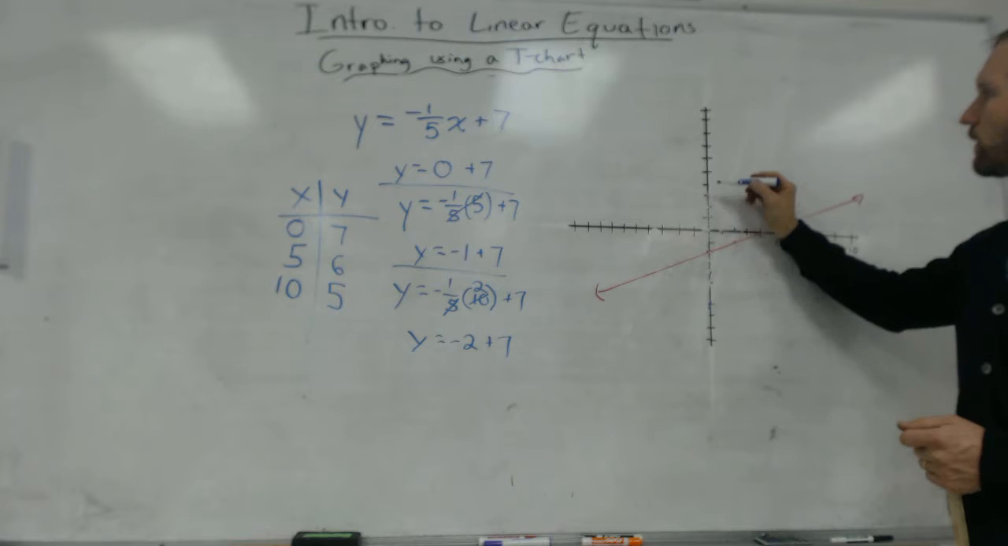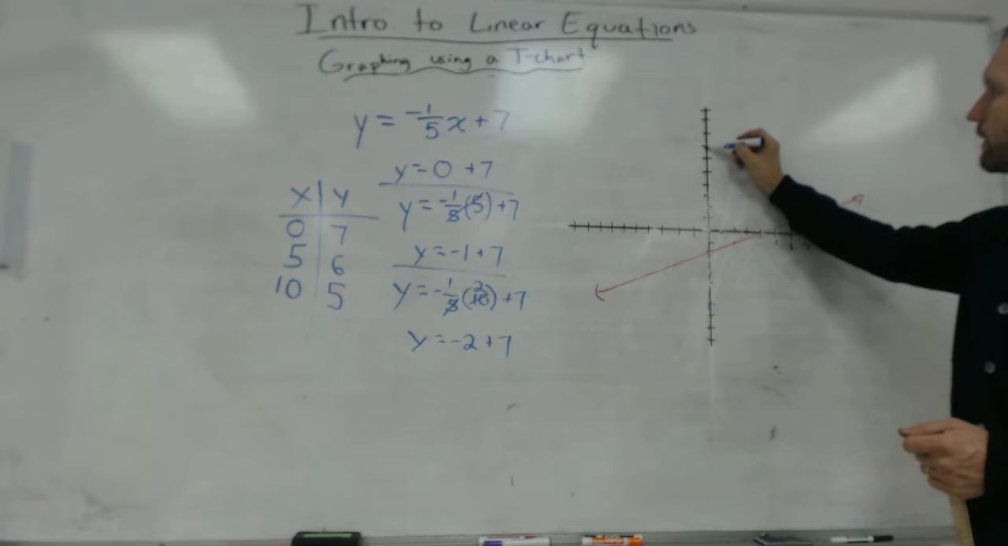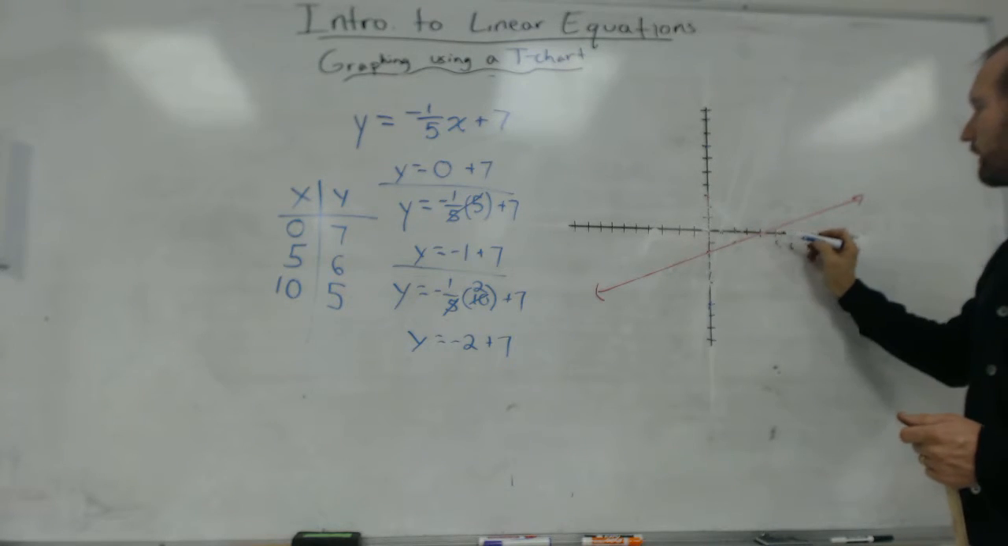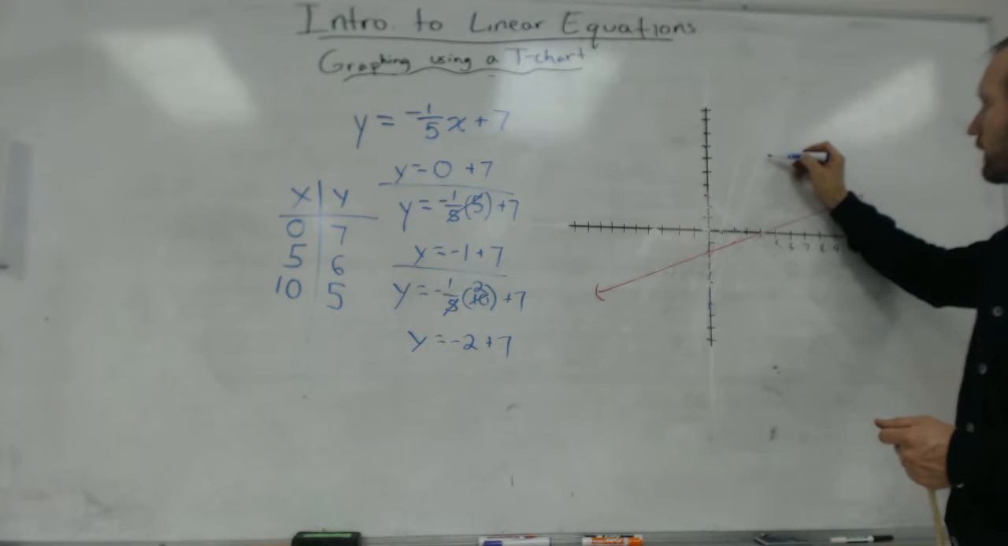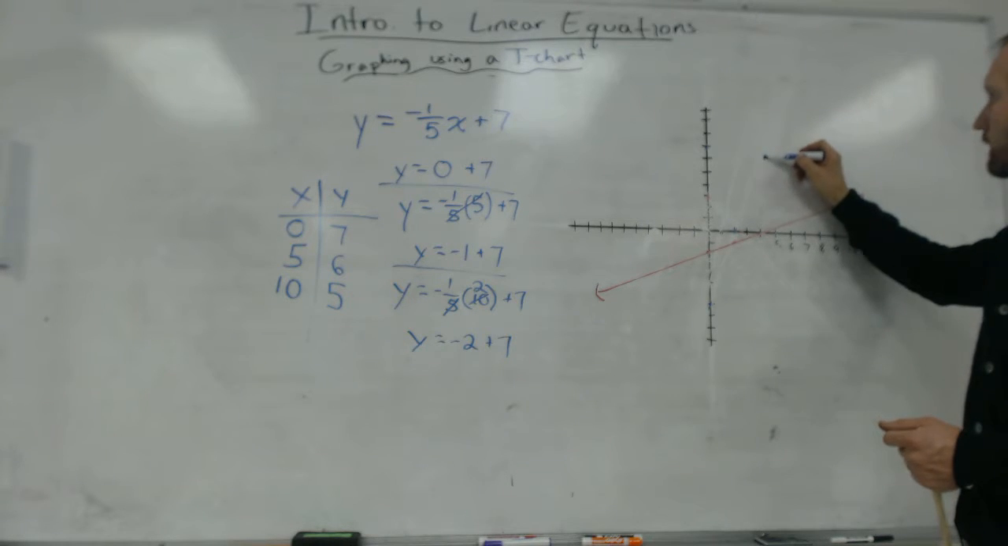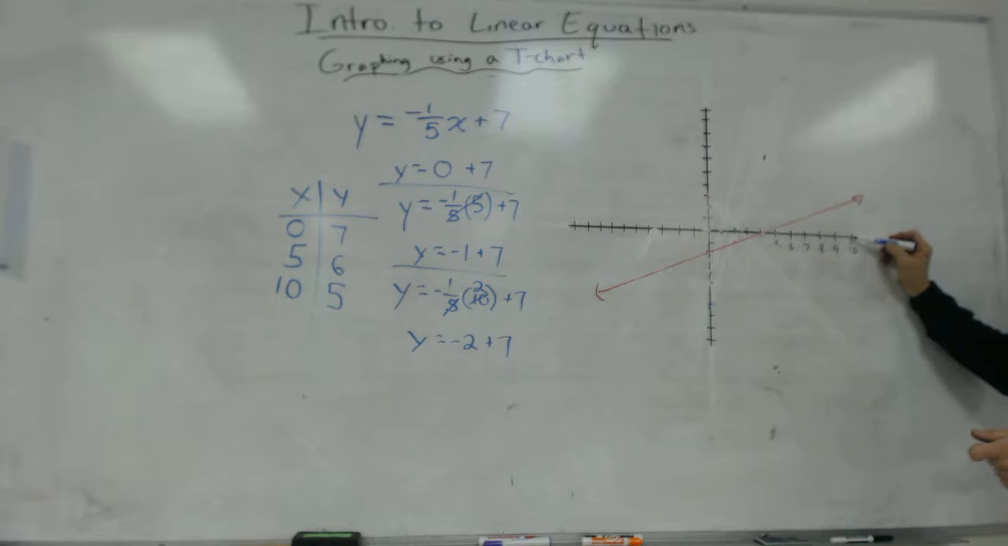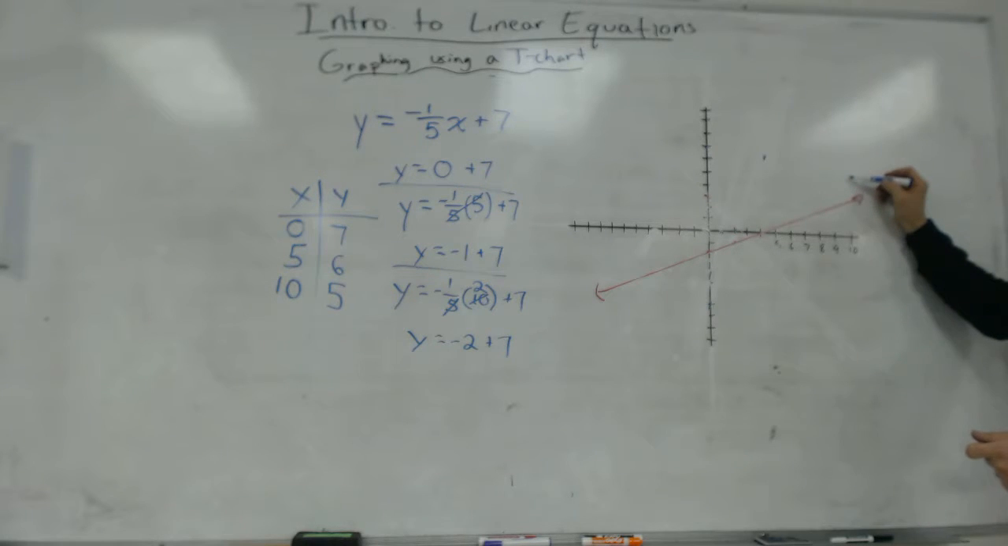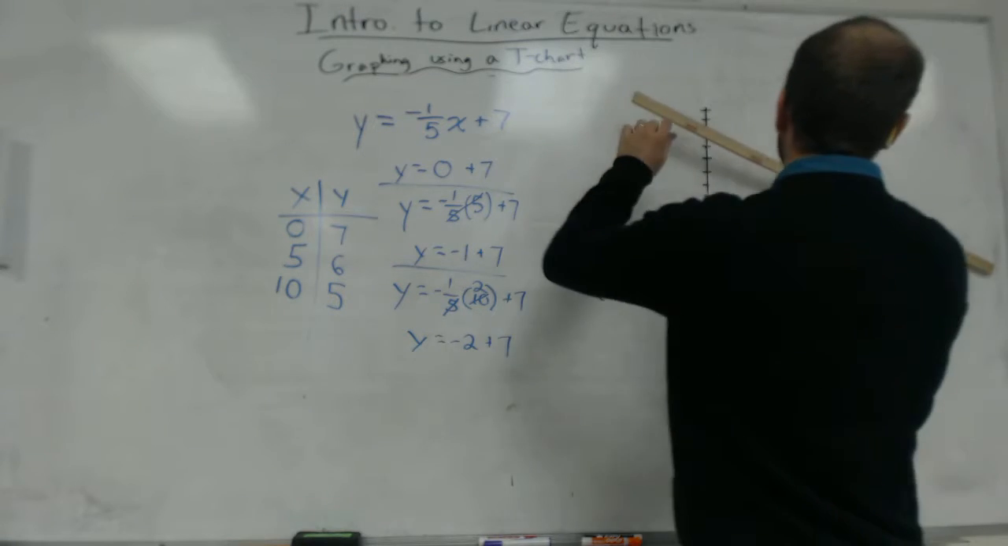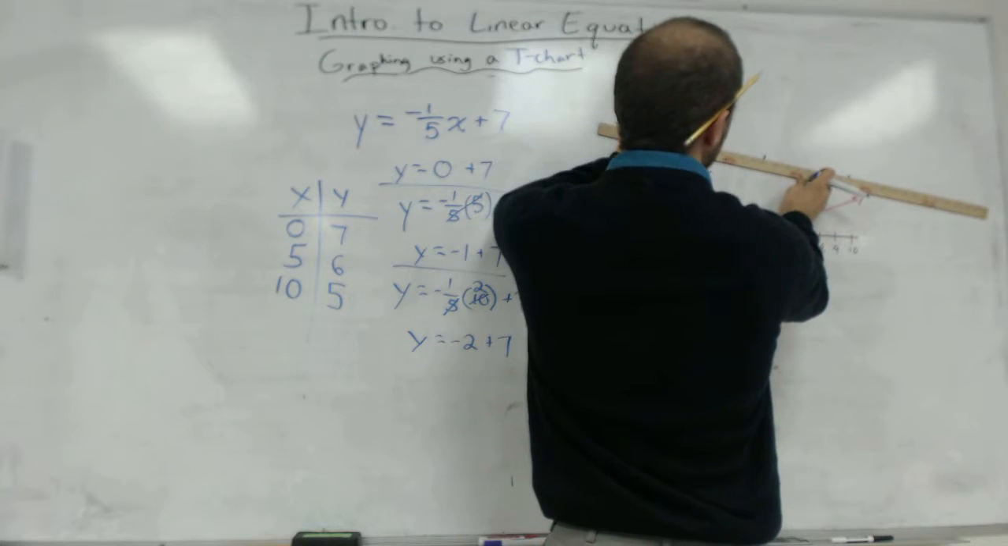Okay, now I go to graph this. First point, 0, 7. Second point, 5, way over here, 6. Third point, 10, way over here, 5. And again, those look like they're on a nice line.